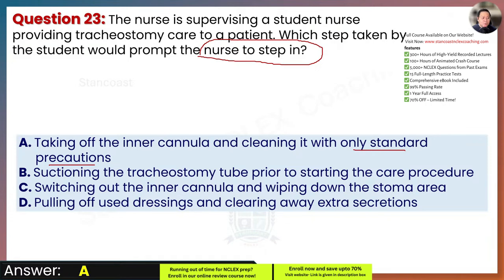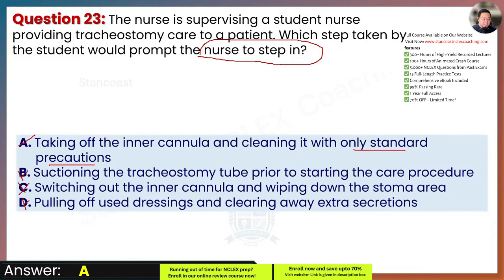All right. Now, what about letter B? These are all actions that reflect good practice, right? Letter B said suctioning the tracheostomy tube prior to starting the care procedure. This is correct, and this is basically what we want the student nurse doing, right? It helps clear out any secretions that might obstruct the airway, and this is going to make it easier to continue with the rest of the procedure. The goal is to clear the airway so that the care process is as effective and safe as possible. So there's no reason for you to step into this scenario.